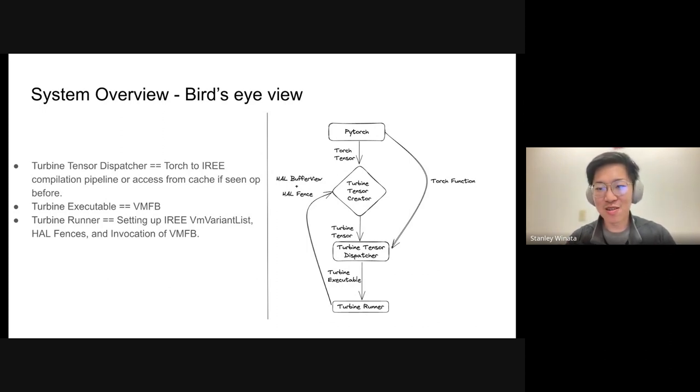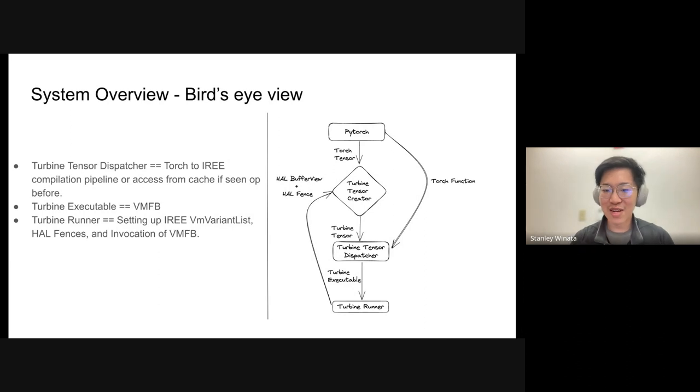With a Torch tensor, with some Python magic, we can actually do a .to function, as you would, say, when you generate a tensor, do .to CUDA, and get the CUDA tensor. So we do something very similar. But instead of .to CUDA, we do something called .to Turbine. And that converts the PyTorch tensor into a Turbine tensor.